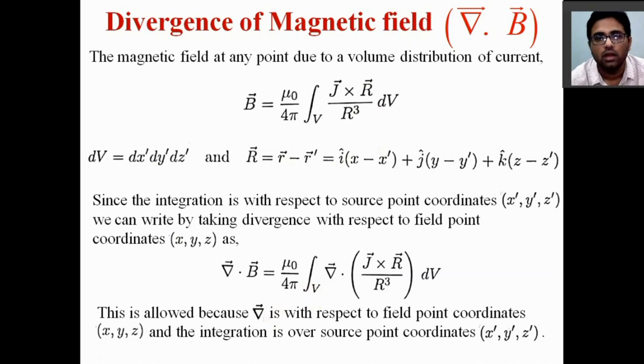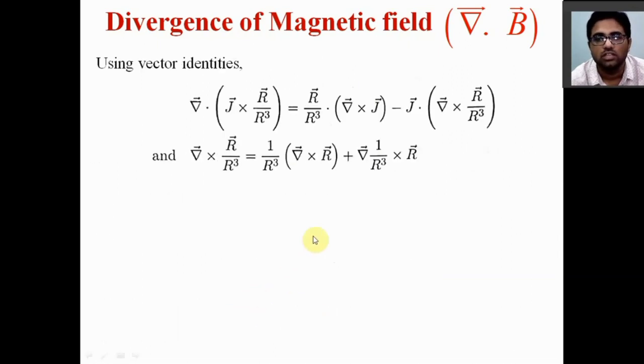Okay. Now we have to do this operation. Let's use these vector identities. So del dot (J cross r by r cube) is actually (r vector by r cube) dot curl J minus J dot curl of (r vector by r cube). And here this curl of (r vector by r cube) is basically (1 by r cube) curl r plus gradient of (1 by r cube) cross r, right?